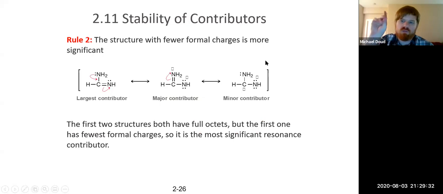Okay, so that's number one, octet rule. Number two, the one that has the fewest formal charges is the most significant. So going here, we have a carbon that's double bonded to a nitrogen one way and single bonded to a nitrogen another way. And this nitrogen is NH and this is NH2 up here. So this is a trivalent nitrogen, neutral. Trivalent nitrogen, neutral. Well, we just formed tetravalent nitrogen, which has a positive formal charge.